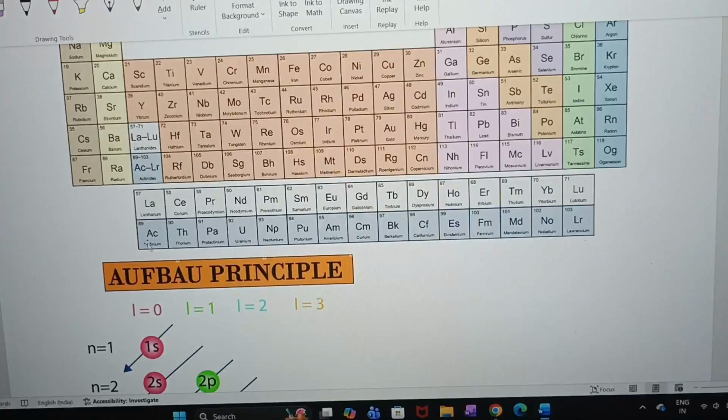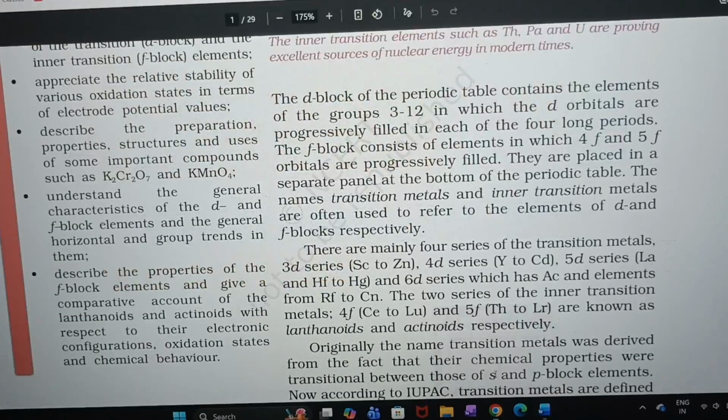Now lanthanum and actinium are placed here, but actually they belong to the transition elements only. That means they are D block elements, they don't belong to the F block elements. They're part of the D block elements. We already know that all these elements belong to the same family, so they're just not placed over here in a vertical path. They are placed as a separate panel, as we studied in 11th grade. So D block elements are known as transition elements, and F block elements will be known as inner transition elements.